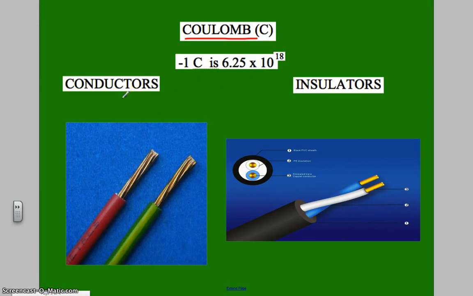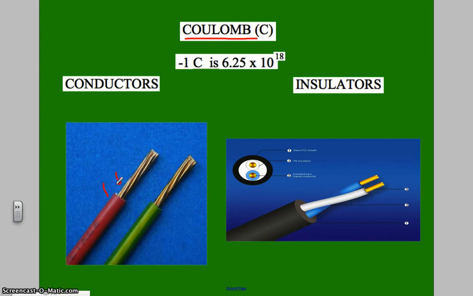Conductors. Conductors allow electric charges to move more freely. The wires inside an electric cord are conductors. You see these electric cords. It's not hollow. It has wires in it.